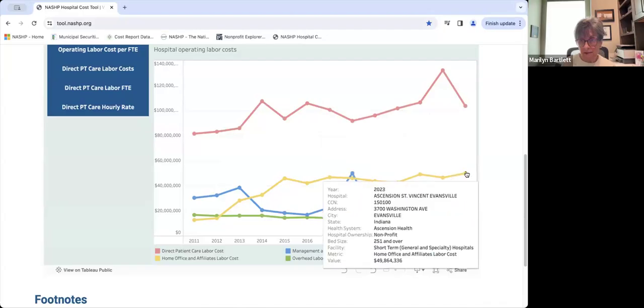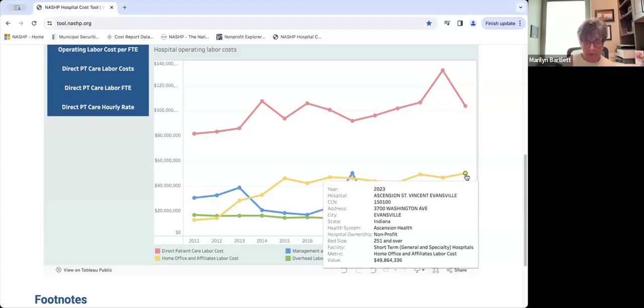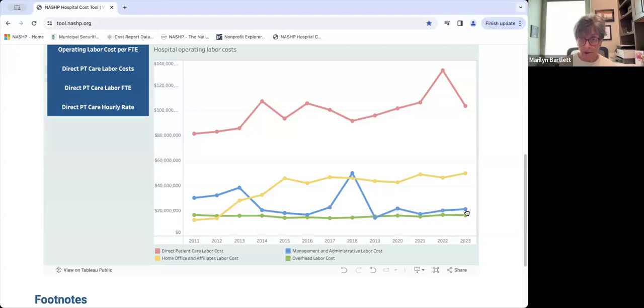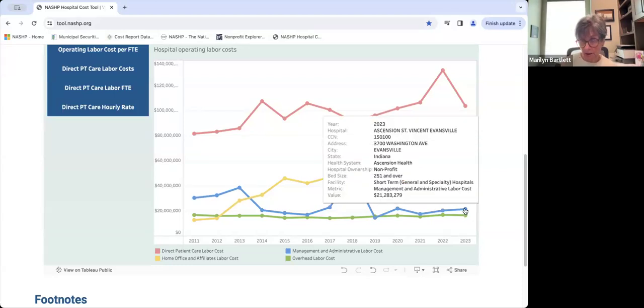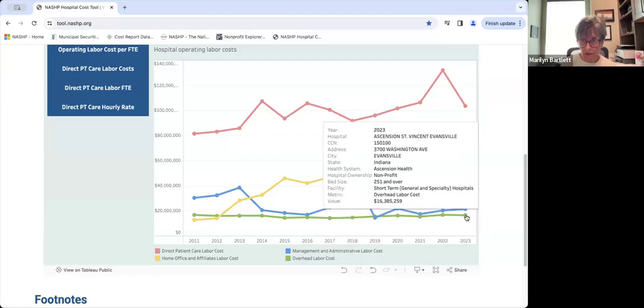Home office and affiliates, they have 49,000. And sometimes you're going to see this on a system hospital. They may have lower admin and management costs because maybe the accounting, procurement, those types of things are done at the home office level. The blue is management and administrative costs. Again, on a system hospital, you'll probably want to be looking at both these. And then you can look at this, which is overhead. That will be housekeeping, dietary, and that's been fairly flat.